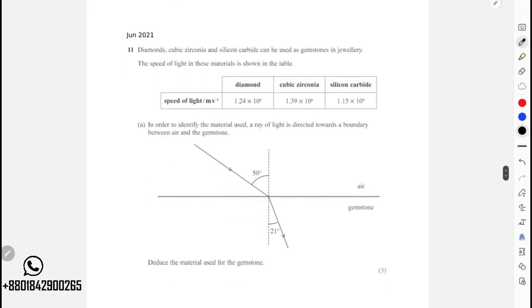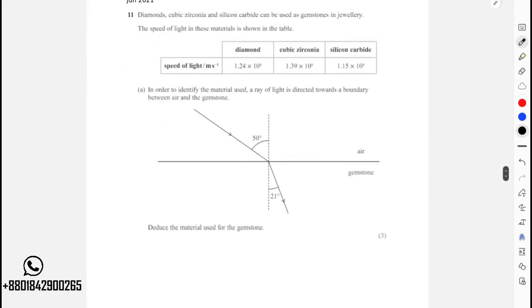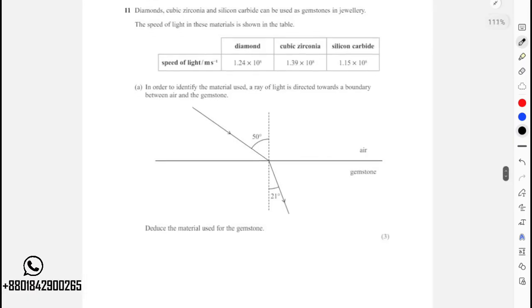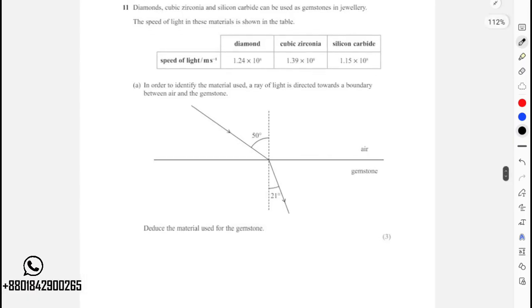Okay, then we'll move on to this one. We need to deduce the material used for this gemstone. This is a very common type of question. This might appear in your unit 3, unit 6. This type of try-to-identify-the-material question is very, very common. Now it says that in order to identify the material, we used a ray of light and directed it towards the boundary between the air and the gemstone.